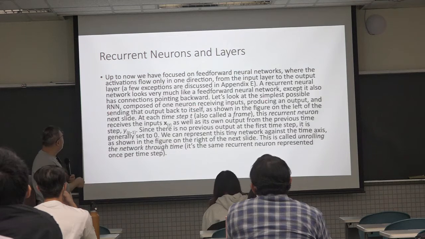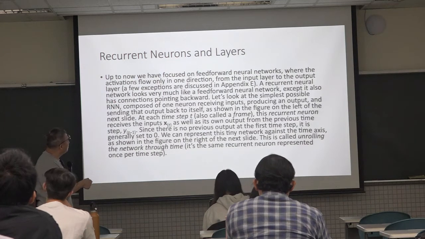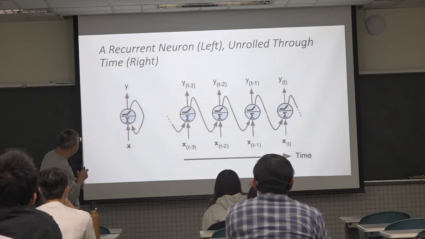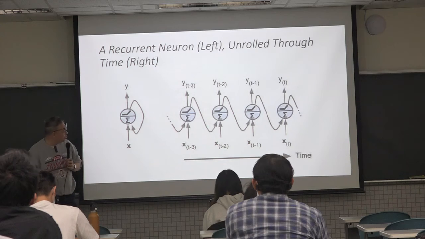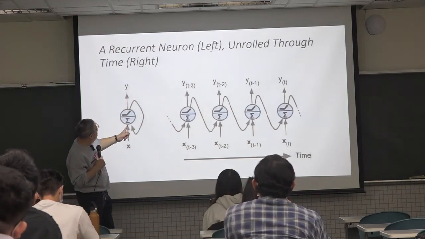Except it also has connections pointing backward. So the recurrent neuron is similar to a regular neuron, but we have a connection pointing backward. Let me show you. This is the recurrent neuron. If we try not to look at this, then this is basically a regular neuron.